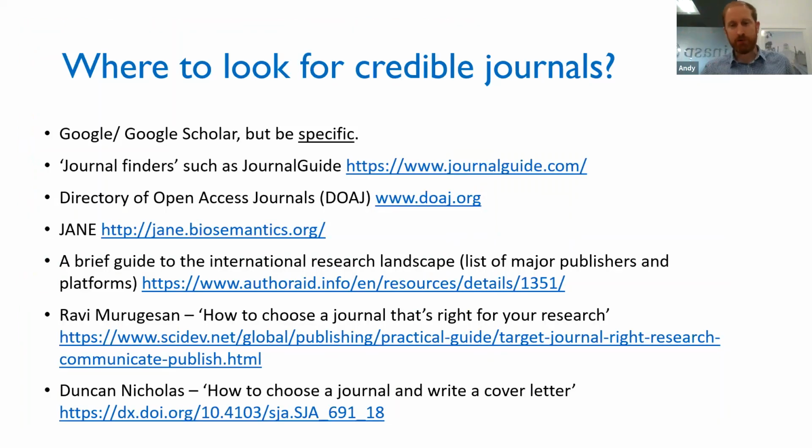So just some very quick links about where to look for credible journals. You can Google, but please be specific in what you're looking for. There are lots of different types of journals out there. There are very broad, top-tier journals like Science and Nature. There are international leading journals in your field. There are much more specialized niche journals, which is probably where you'll end up publishing a lot of your research. And there are much more local, regional journals that may be in your own language, or may be targeted towards the public or policymakers in your country. So there's lots to think about there.